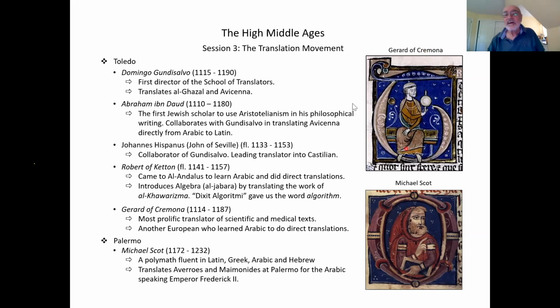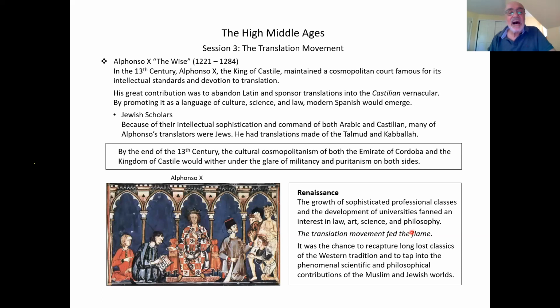Okay, there we go. So Gerard of Cremona with scientific tools, and here's Michael Scott, the scholar. Alfonso the Wise, King of Castile, now we're into the 13th century. And what I want to point out is that he's called the Wise because he's an intellectual.